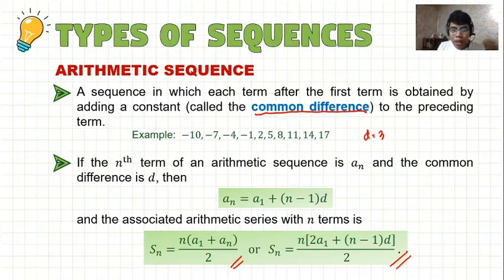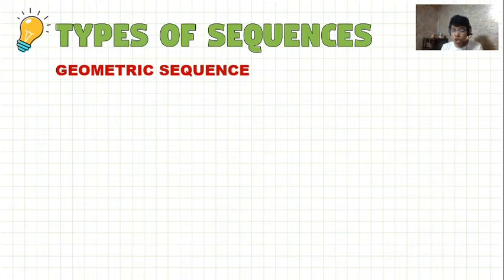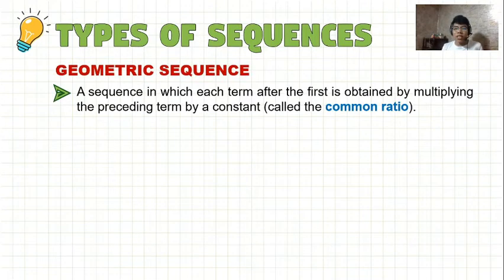Okay? Now, let's proceed to the next one. Examples will be given mamaya after discussing the four sequences. Okay? The second one is the geometric sequence. So, ano yung geometric sequence? It is a sequence in which each term after the first is obtained by multiplying the preceding term by a constant called the common ratio. So, dito naman, common ratio yung tatandaan natin.